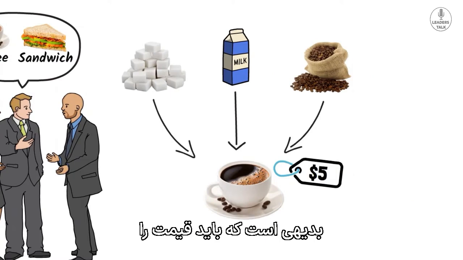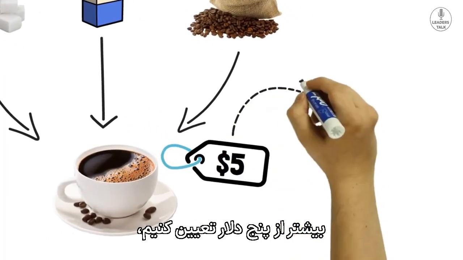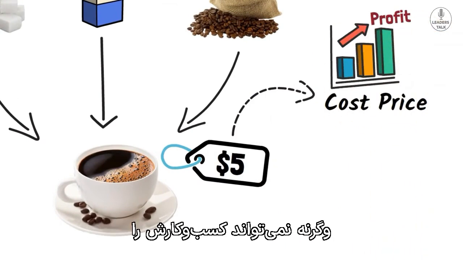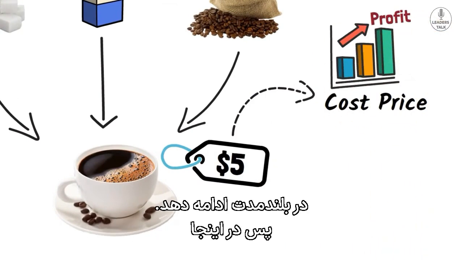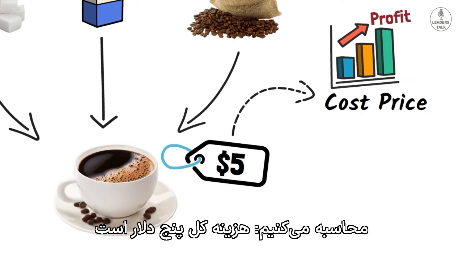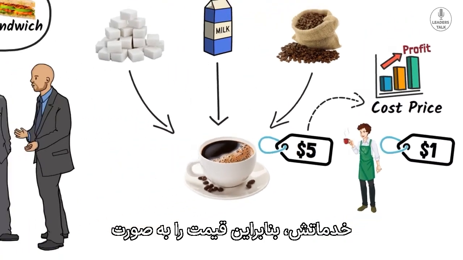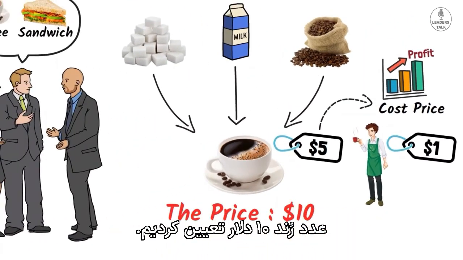So obviously we have to decide its price at more than $5, because $5 is his cost price, and if he is doing business there should be some profit, otherwise he cannot run his business in the long term. So here we calculate his total cost is $5 and $1 for his physical work or services, so we decided the price in a round figure of $10.